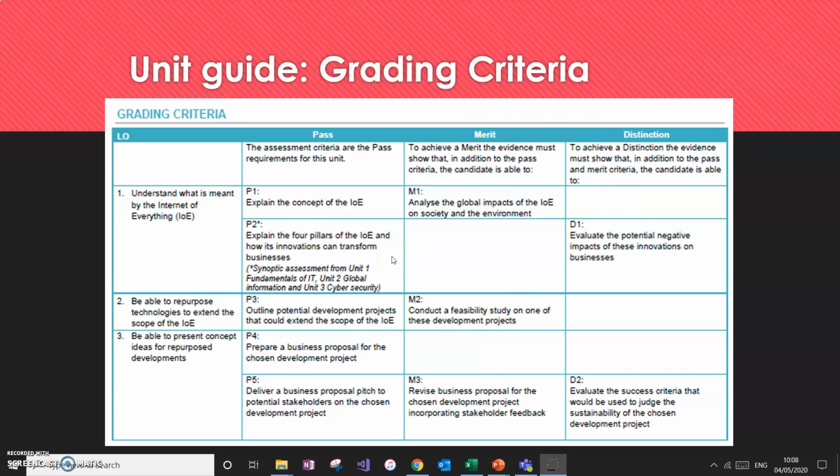Unit 17. Last Friday you submitted P1, the 4 pillars of the Internet of Everything, explaining what each pillar is and why it's considered such an important aspect of the concept of the Internet of Everything. So that means we have now completed 3 assignments from Unit 17, so we really are beginning to make some good headway into this unit.